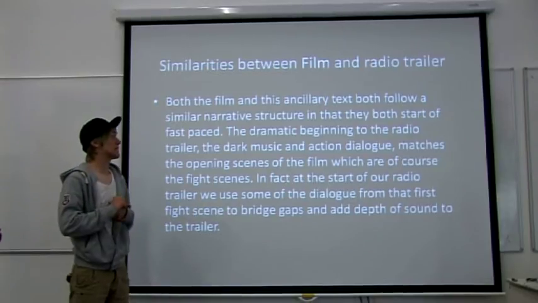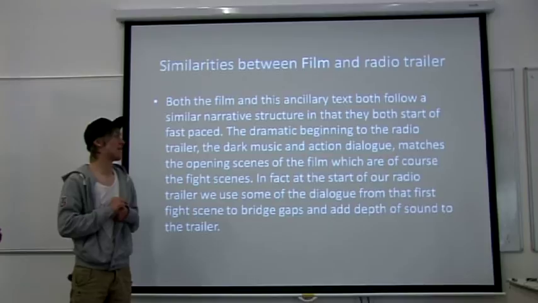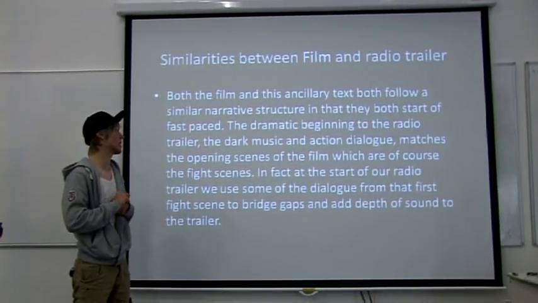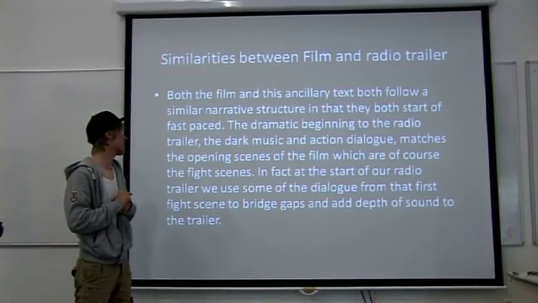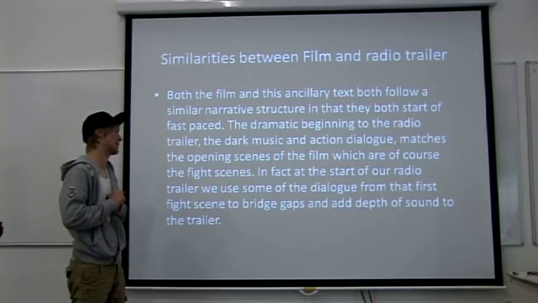Both the film and this ancillary text follow a similar narrative structure, in that they both start off fast-paced. The dramatic beginning to the radio trailer, the dark music, and their action dialogue matches the opening scenes of the film, which are of course the fight scenes.